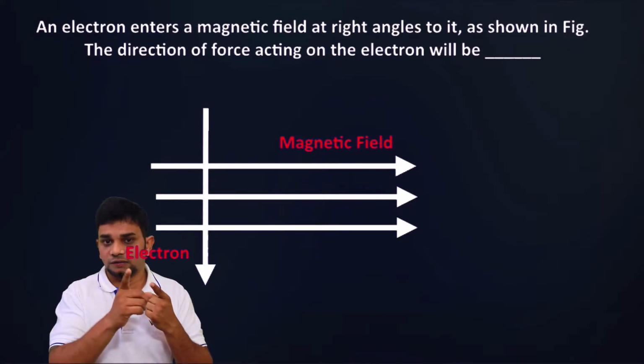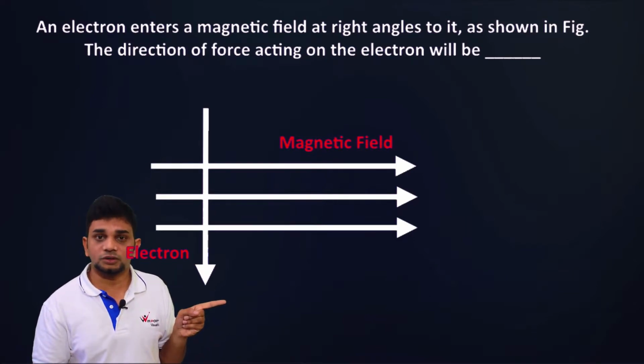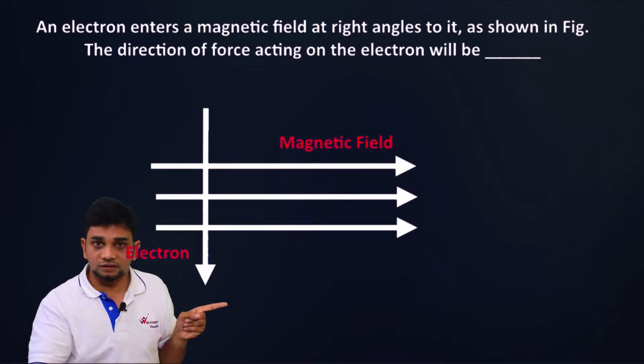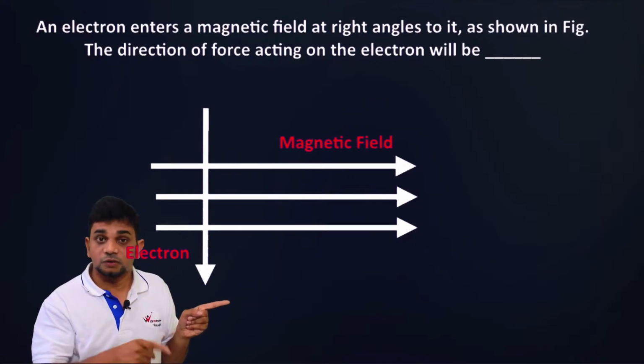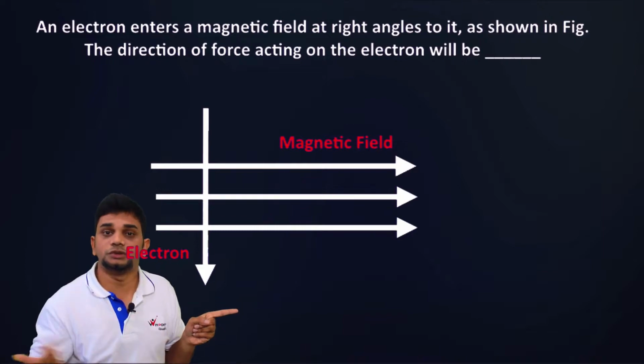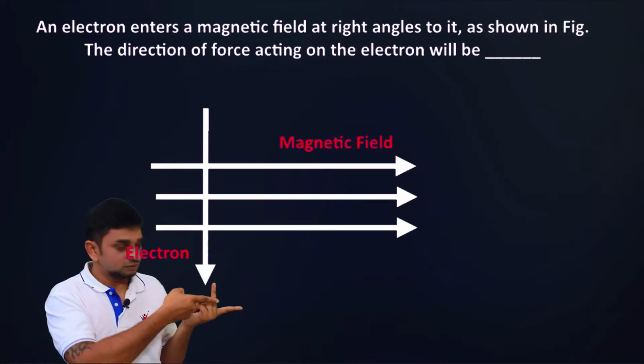Magnetic field is in this direction, right? So magnetic field. What about electron? Electron is flowing in downward direction. The flow of electron is in downward direction, but flow of current will be in upward direction, opposite of flow of electron. So we need to hold the fingers like this. Magnetic field, current.